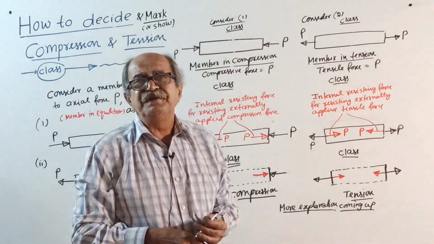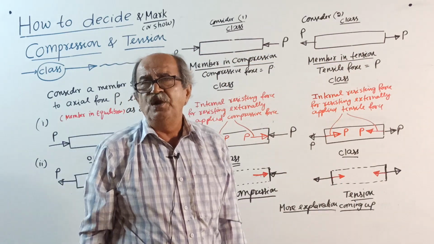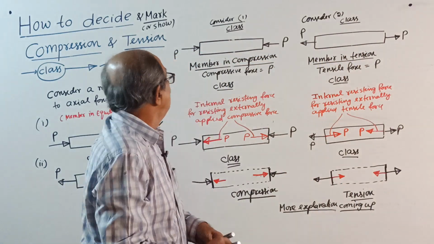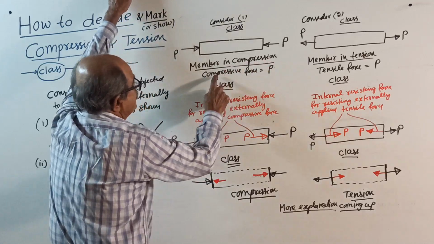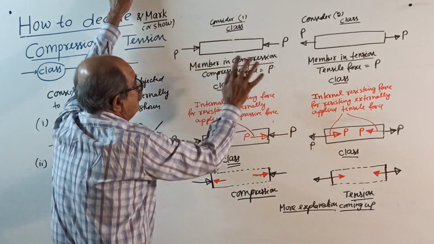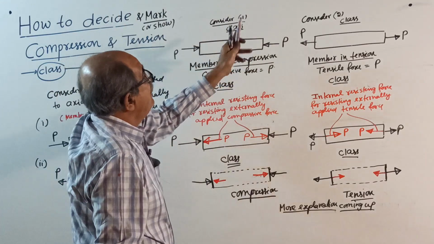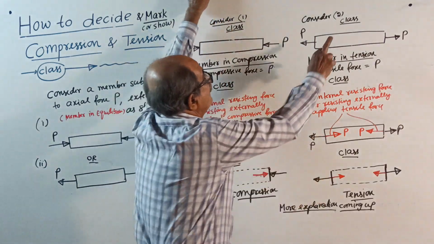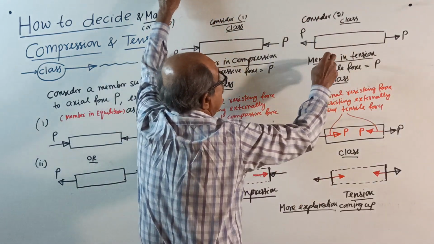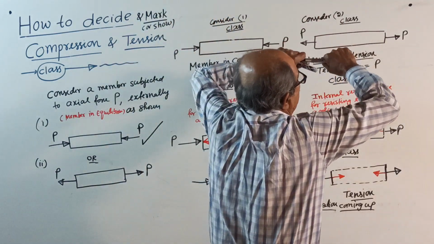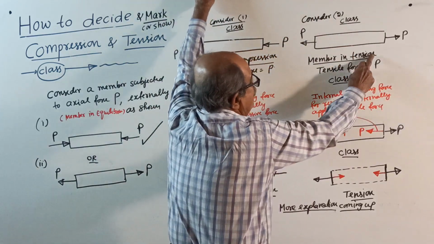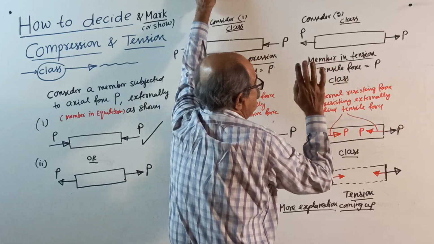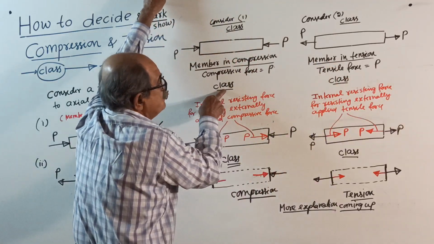That all comes in strength of materials. Considering only one side, all reasons will be there. So, member in compression, force equal to P. Later, I will come to consider case 2. I will tell now only. Class. This member is subjected to force like this. Member will be in tension. Tensile force equal to P. Now, class once again.